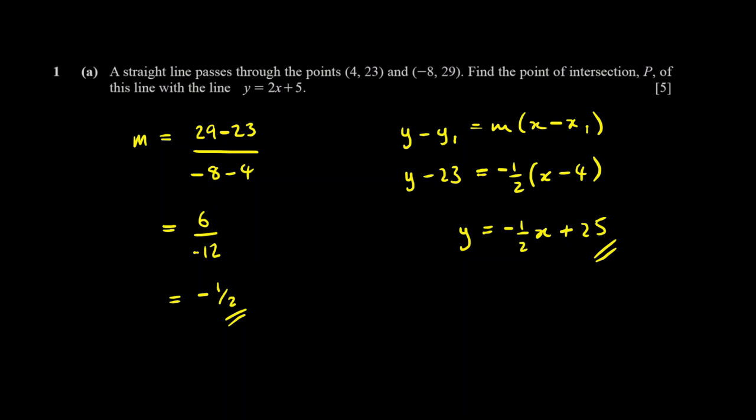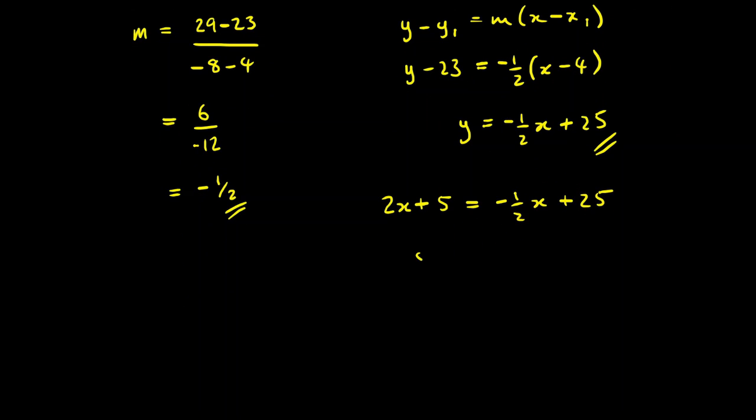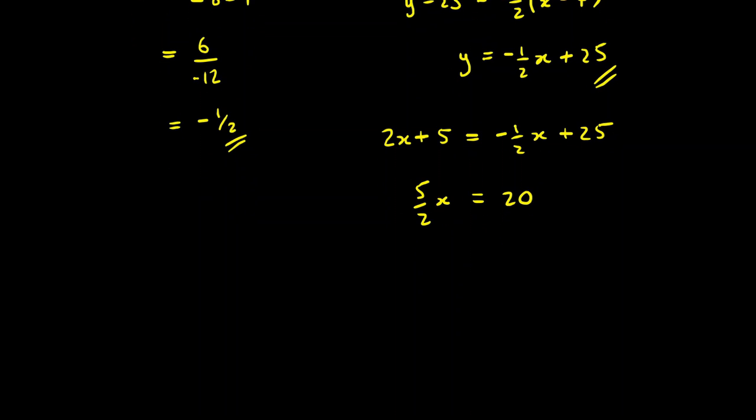So now what I want to do is find the intersection of this line with y equals 2x plus 5. That's simultaneous equations. I can just equate the two lines. So I'm going to say 2x plus 5 is equal to minus a half x plus 25. I'm going to add a half x to both sides. So that will become 5 upon 2 x, or 2.5x. I'll subtract 5 from both sides, which is going to give me 20. And then I will multiply both sides by 2 and divide by 5. So 20 times 2 is 40, divided by 5 is 8.